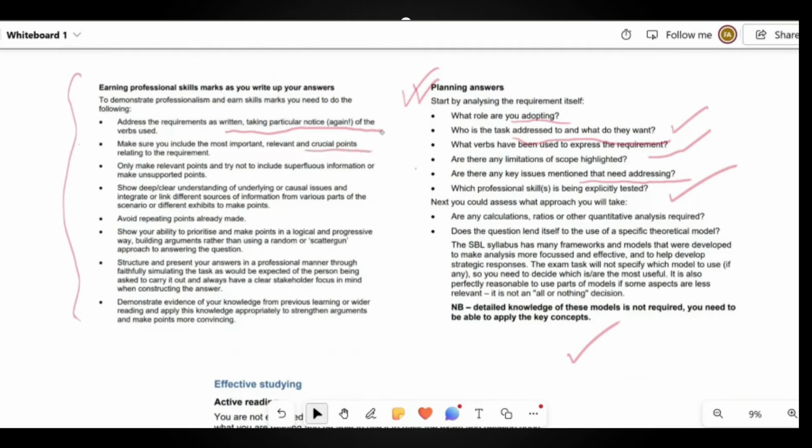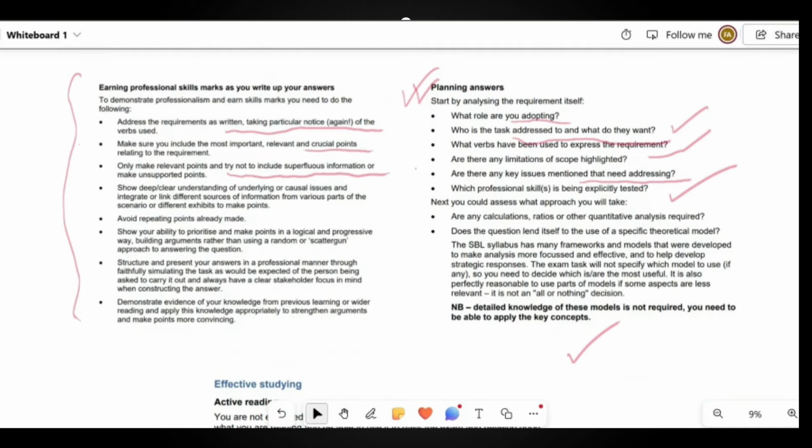Crucial points mean you have to bring the points from the scenario: what question they have asked, what problem area is there in the scenario, in the paragraph. So you have to bring the problem into your answer sheet and then give a solution. Only make relevant points, and try not to include superficial information or make unsupported points. Don't write what you know, write what is asked and what is marked, the purpose for which you will gain marks. Show a deeper, clear understanding of the topic.